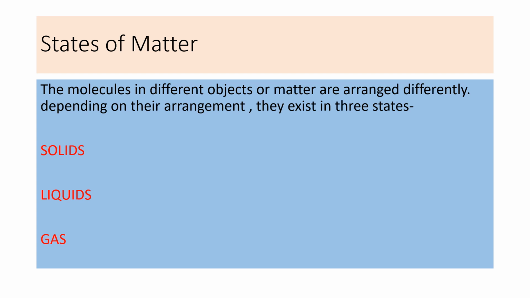States of matter. The molecules in different objects or matter are arranged differently. Depending on their arrangement, they exist in three states: solids, liquids, and gas.